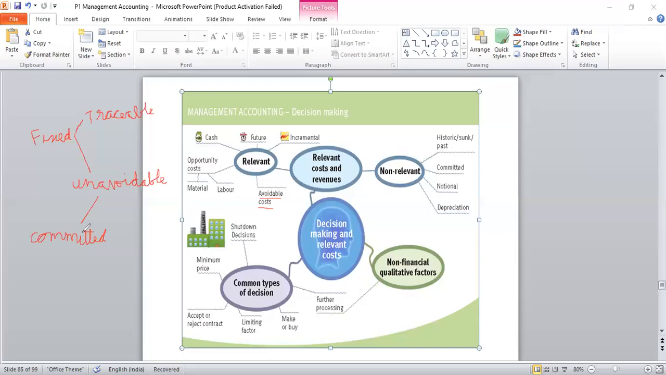Then what are the other decisions? There are common types of decisions: make or buy, limiting factor, accept or reject, minimum price, shutdown decisions, further processing. These are all relevant decisions. The numericals are there. I do not know what numericals are there, but whatever numericals are there, we will take them up and look into that. Then, apart from the financial aspects, there are certain other non-financial qualitative factors that we can also look into.